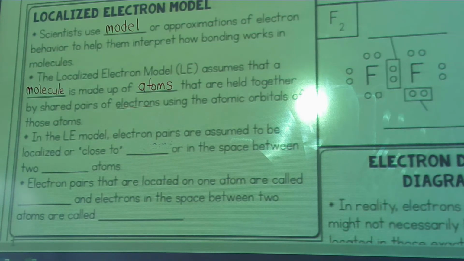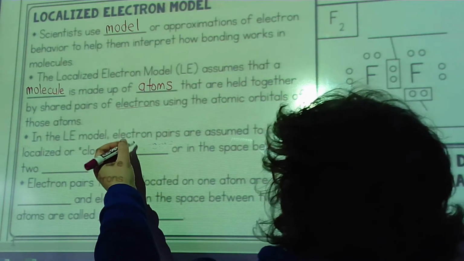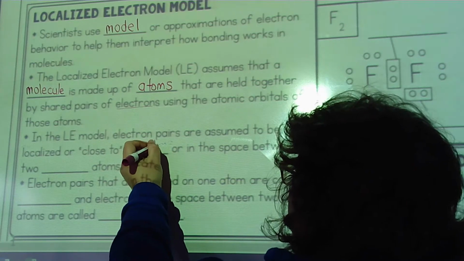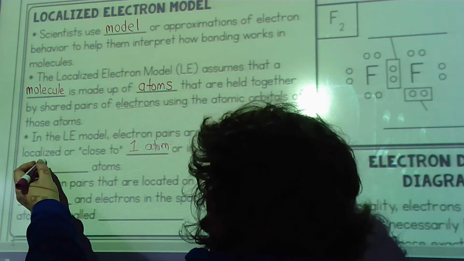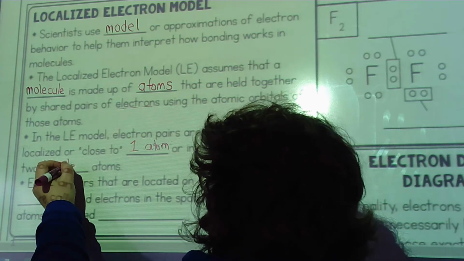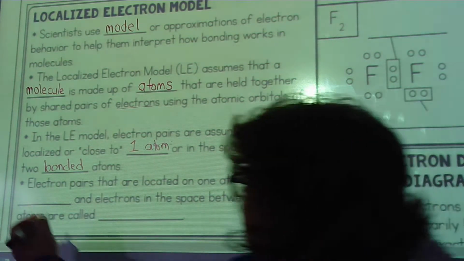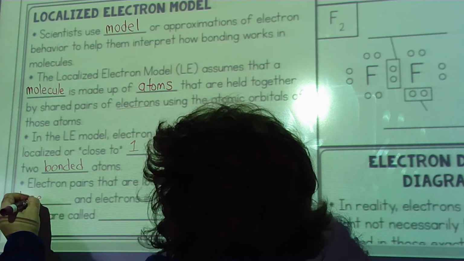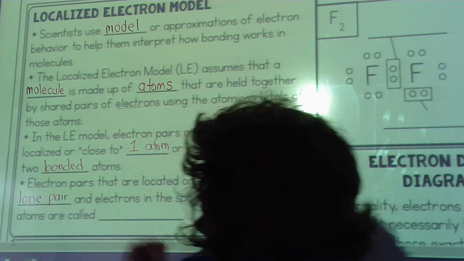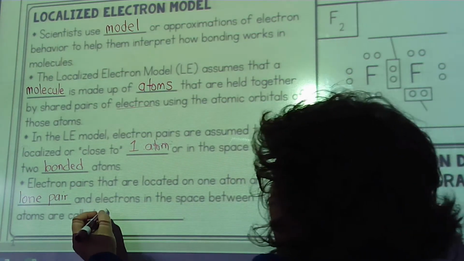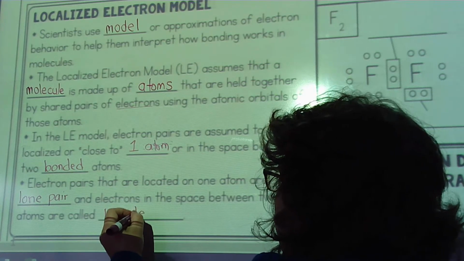The second assumption that we're going to make is that these electron pairs are assumed to either be close to one atom or in the space between two bonded atoms. So the electrons are either closer to one of the atoms or in the middle between the two atoms that are being bonded together. We call those electron pairs that are located on one atom lone pairs, because they are off alone. And the electrons that are in the space between two atoms are called bonded pairs.